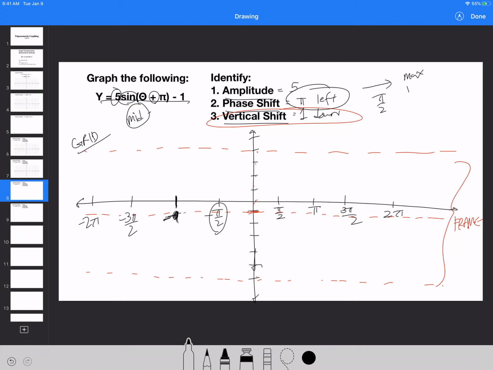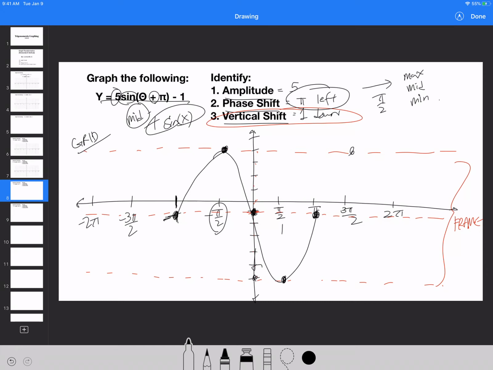That switches amongst max, mid, and min. So at -pi over 2, I'm going to go up to max because it's a positive sine. Okay, positive sine means I go up that way from my starting value. Then at 0, I'm going to go all the way down to the middle. Then at pi over 2, it goes to minimum. And at pi, it's going to be at the middle. So I'm going to go like this.